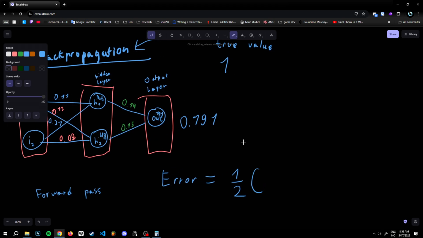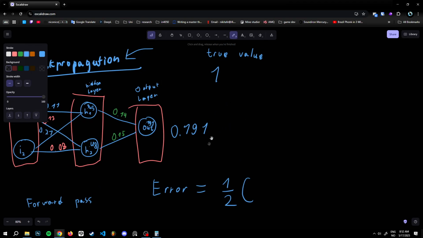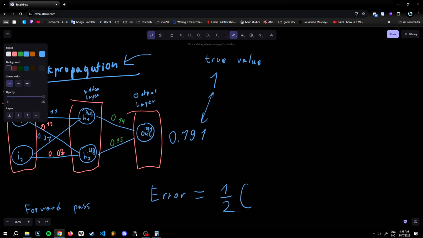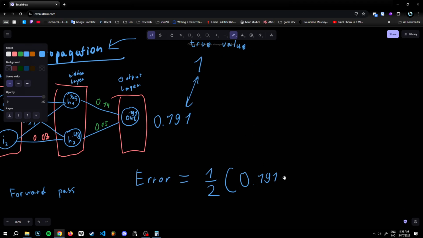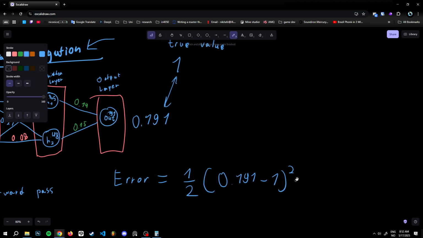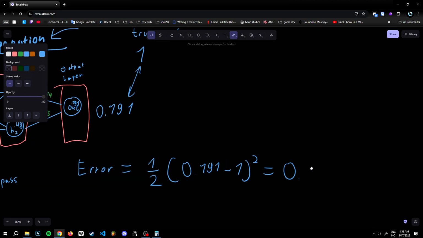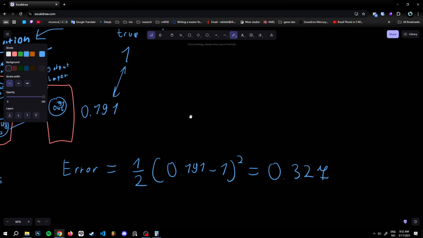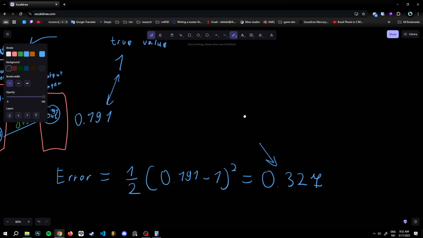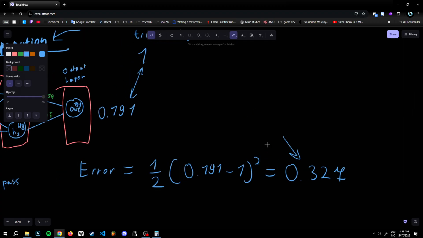So what we need to calculate is our actual error here, and this is a formula. I'm just putting these numbers into a formula to calculate the distance, how big of an error we have. It's 0.191 minus 1, and times 2, and then we get 0.327. We want to minimize this error as much as possible. A bigger error is worse, a lower error is more correct, and that's what we want. We want a lower error, not a bigger error.